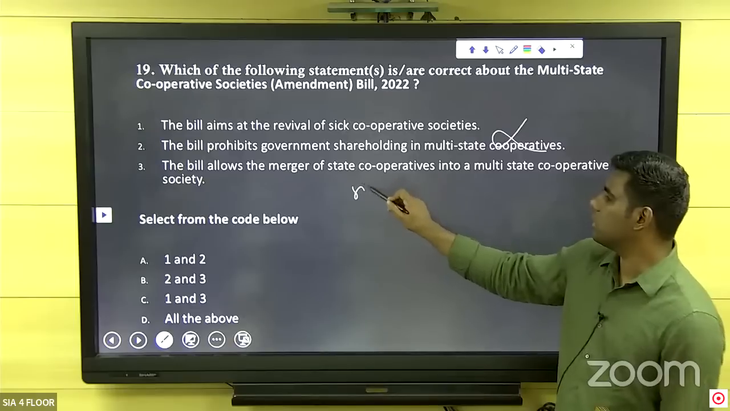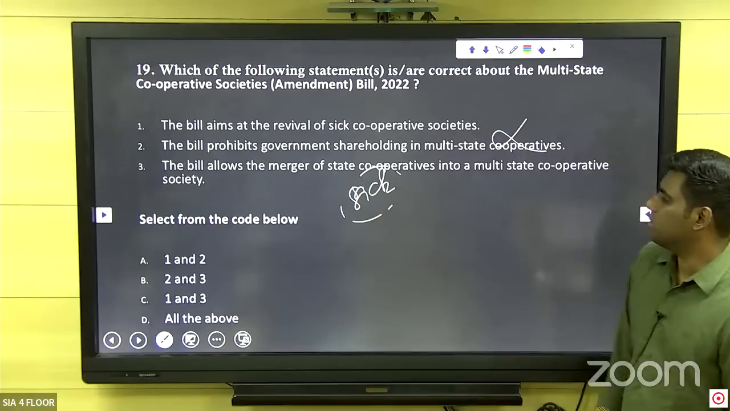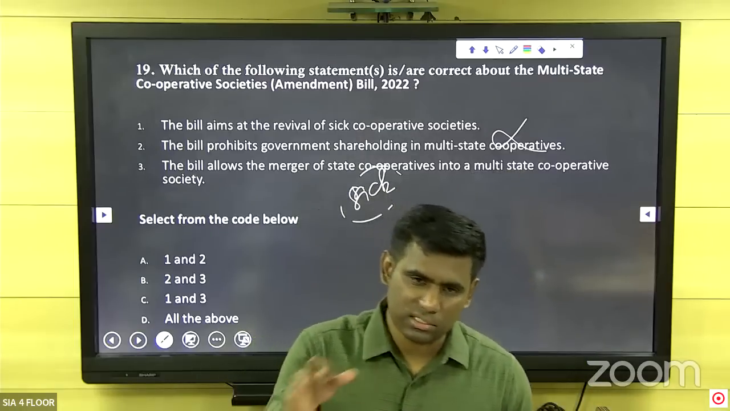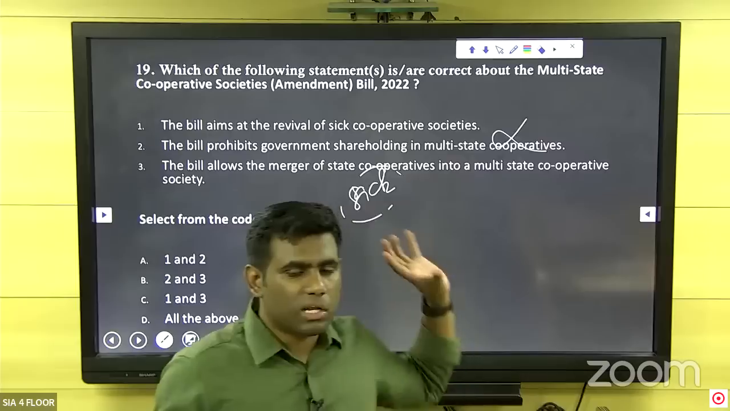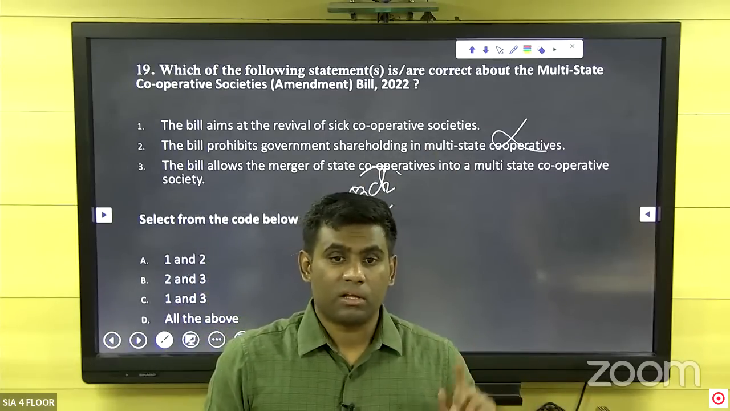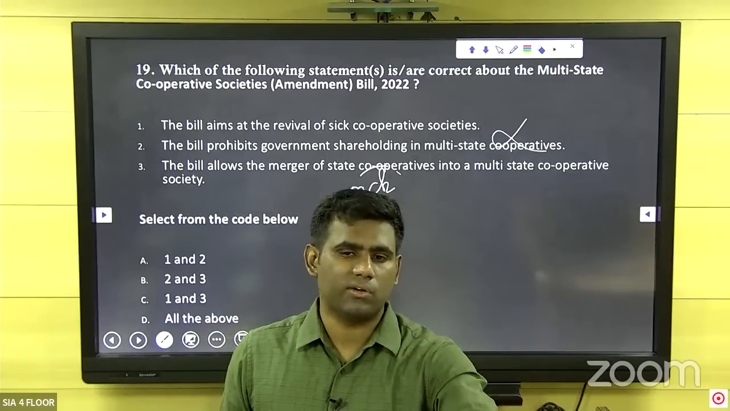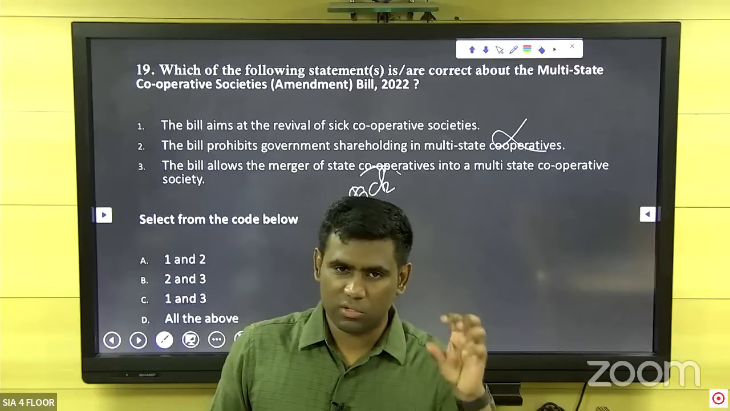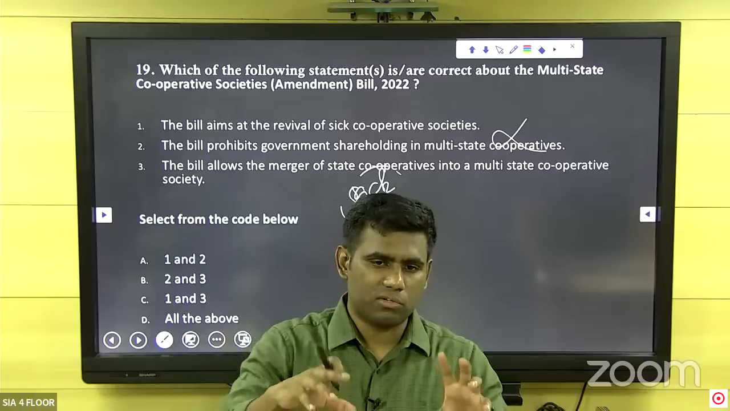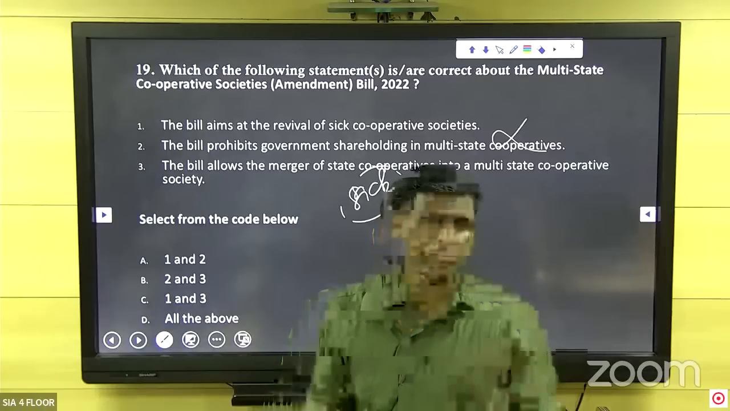Yes, if various sick state cooperatives are not functioning properly, subject to the state laws. Who has the power to regulate the affairs of state cooperatives? It is the state government. So the central government cannot unilaterally make this act and say that we will merge state cooperatives into a multi-state cooperative. That is not possible. That is why in the amendment bill it is given that the merger is allowed if the state laws regarding cooperatives allow it, subject to the provisions of state laws. In that case, if the board of management of the cooperative society decides that they have to merge with a healthy, bigger multi-state cooperative society, then yes, it allows the merger of those cooperatives.